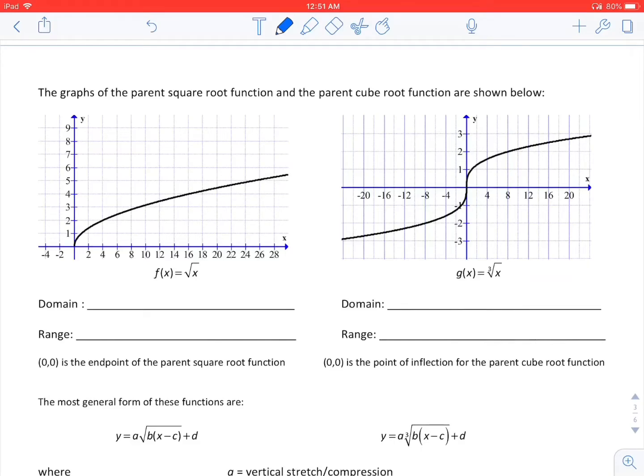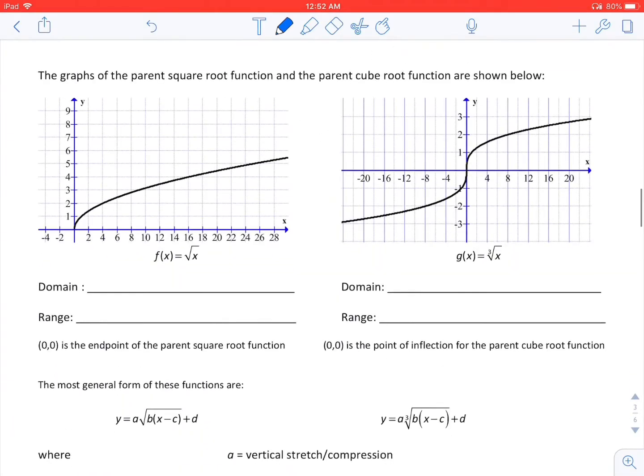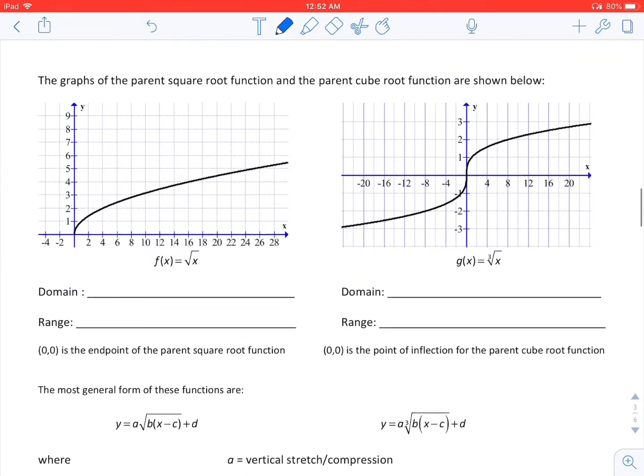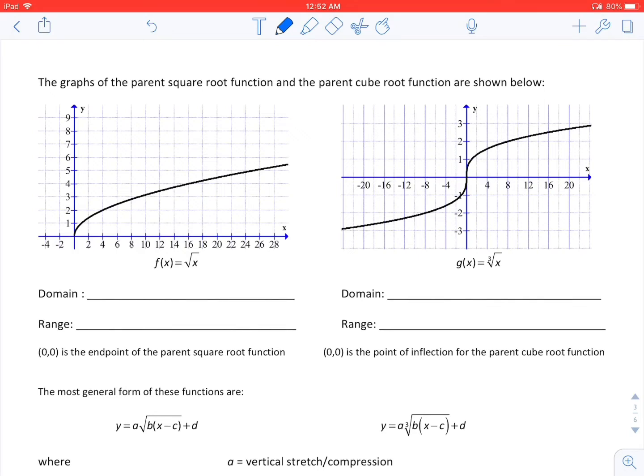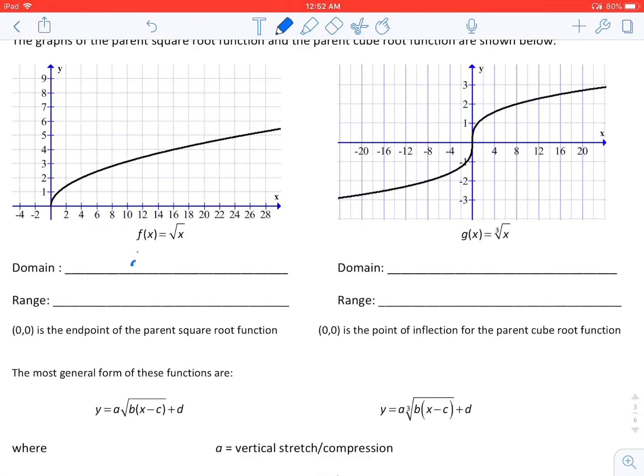Well, here we are onward with our second part to the video. I'm going to jump just a little bit out of order in our notes and go immediately to the third page where there's a discussion of the graphs of parent square root functions and the parent cube root function, just so we're clear on some of those properties of the functions.